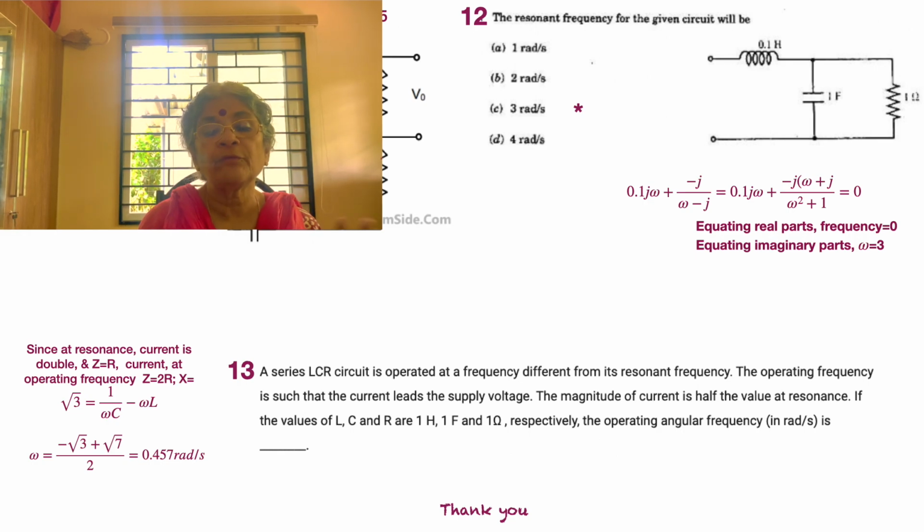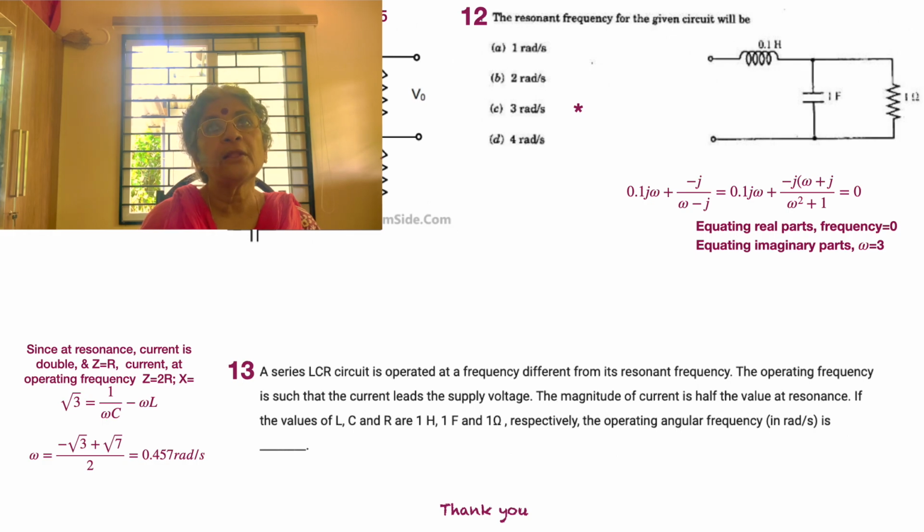If you equate the real parts, you'll see that the frequency is equal to 0. That's good, because it's telling us that it is talking about a DC equivalent, which is always going to be there, DC frequency which is equal to 0. Another is equating the imaginary part, and you will find omega equal to 3.